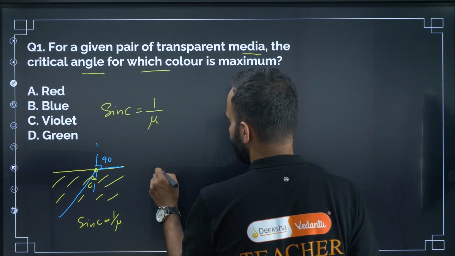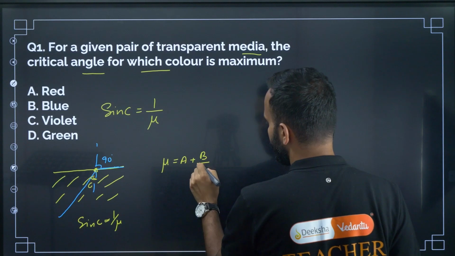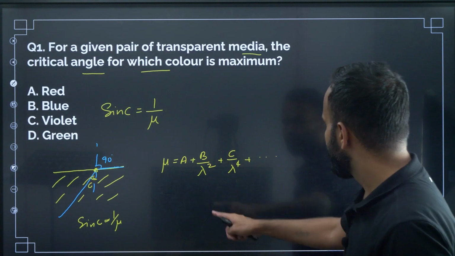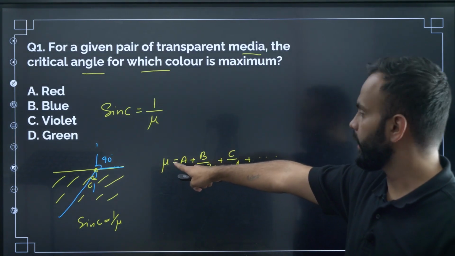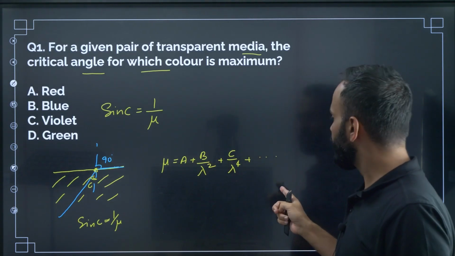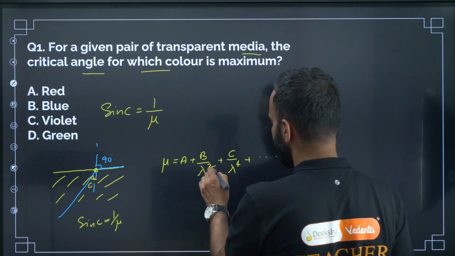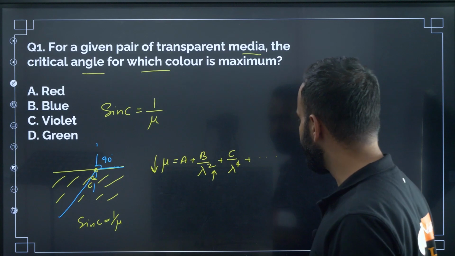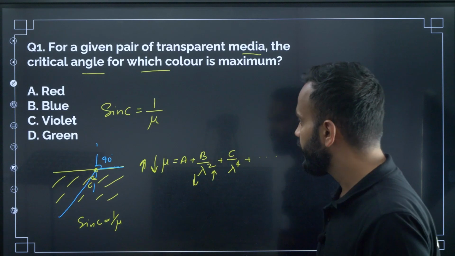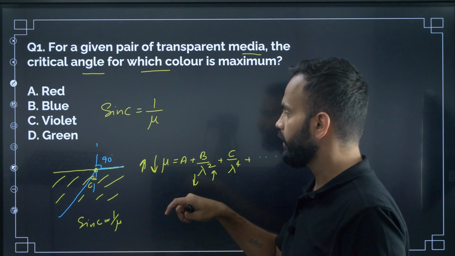We know that the refractive index mu equals a plus b by lambda square plus c by lambda to the power 4 and so on. This is Cauchy's formula. So as the value of lambda increases, the mu value decreases, and vice versa: as lambda decreases, mu increases. Violet has the lowest wavelength, and red has the highest wavelength.